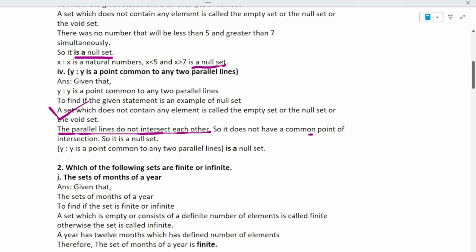As it does not have a common point of intersection, it is a null set. They have given the point common, like a common point we can say. There is no common point.